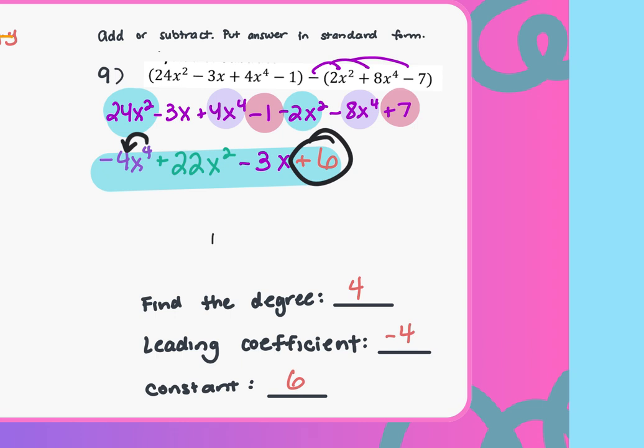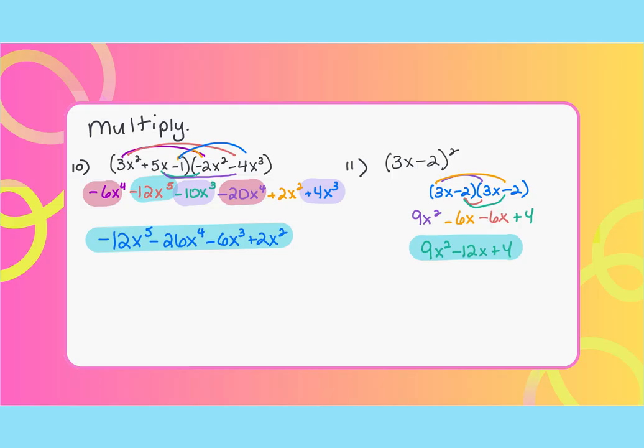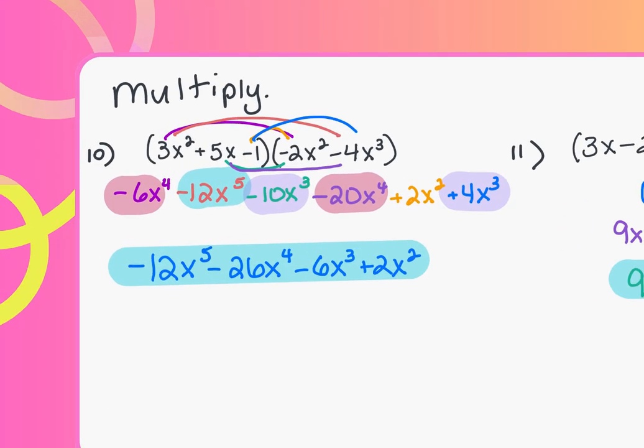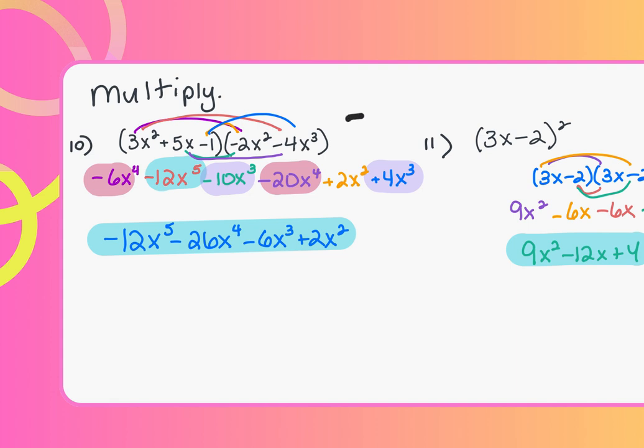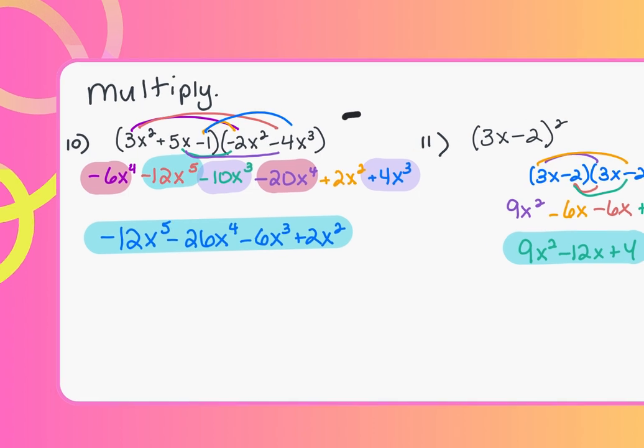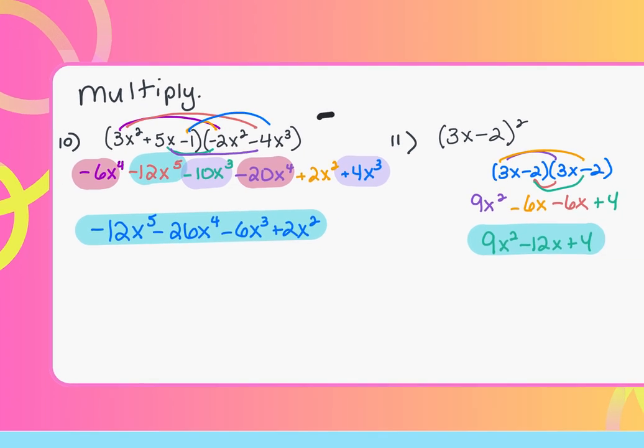Questions on those? Okay, and then the last slide is your foiling or your multiplication. For 10, we're just going to distribute each term in the front to each term in the second. Multiply them out, combine your like terms, make sure you go in standard order, meaning highest exponent down to smallest. And then 11, if you distribute the exponent, it's wrong. Don't do it, okay? You have to expand and FOIL that out. That is 3x minus 2 times 3x minus 2. And then we FOIL it out and combine our like terms.